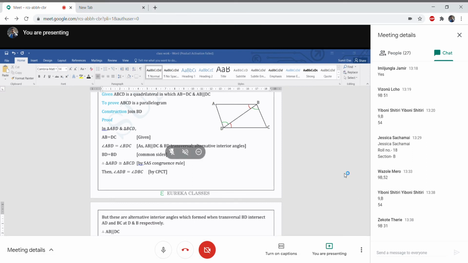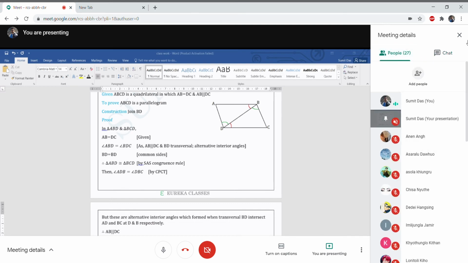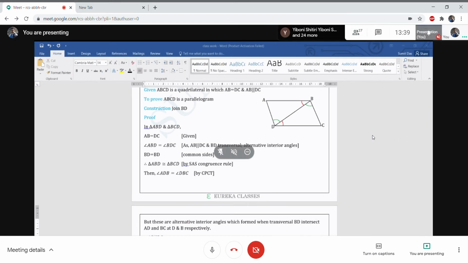Again, I'm saying this, BD transversal. I did not ask again. Those of you who are not listening, Yugoni, Jikati, are you not listening? Did I ask the roll number?